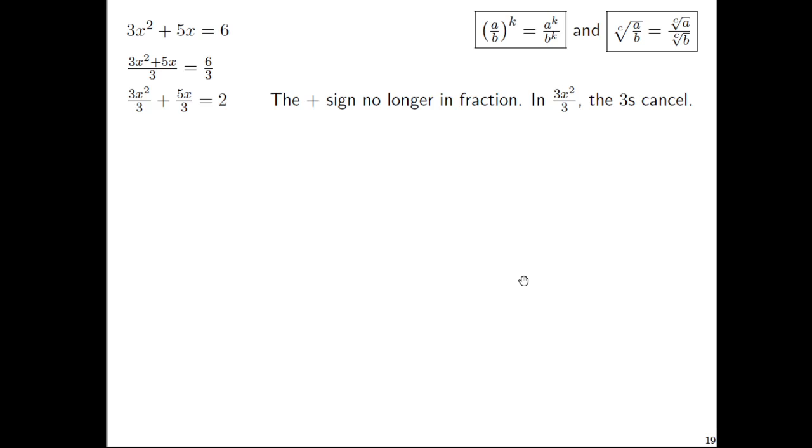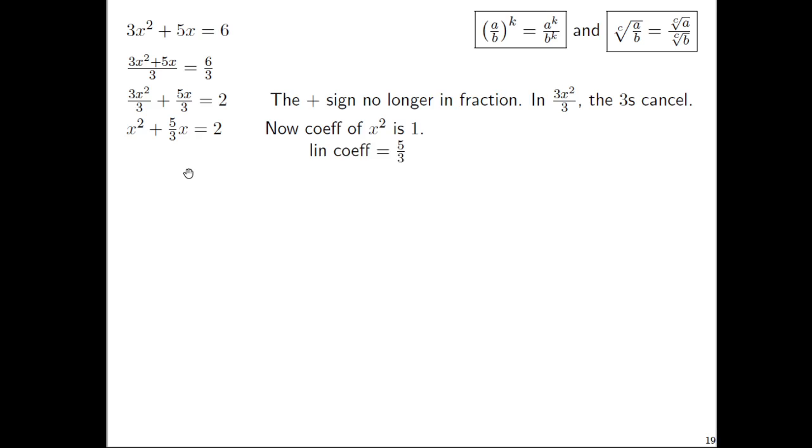So in 3x squared over 3, the 3's do cancel, and so we're left with x squared plus 5/3 x equals 2. You'll notice one little change here is that the x that was in the numerator up here is now just written off to the side, but that's still numerator stuff. Now that we have that the coefficient of x squared is 1, there's just a hidden 1 in front of x squared, we can now apply the completing the square process.